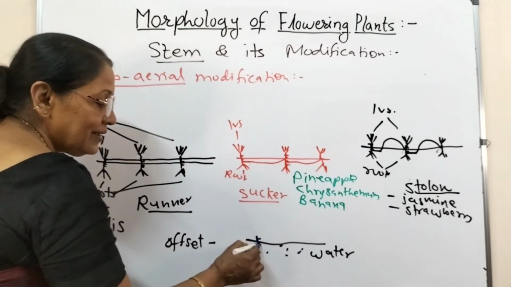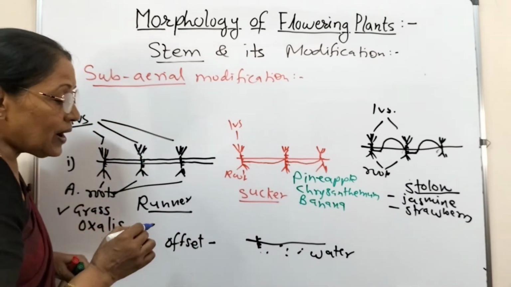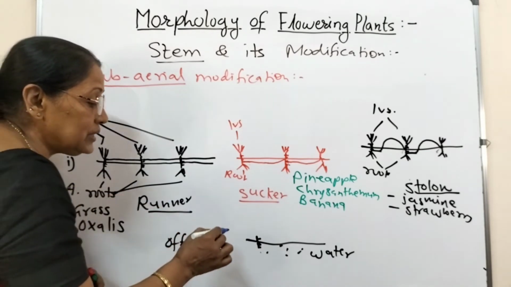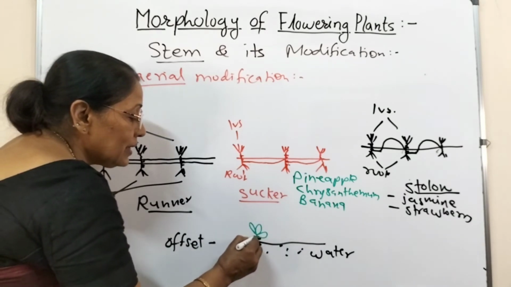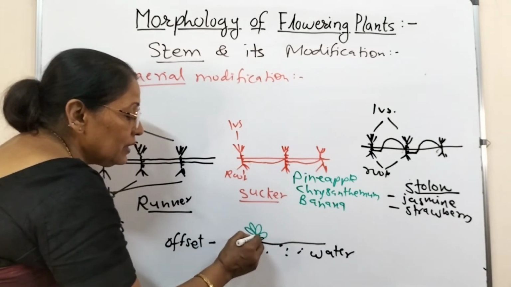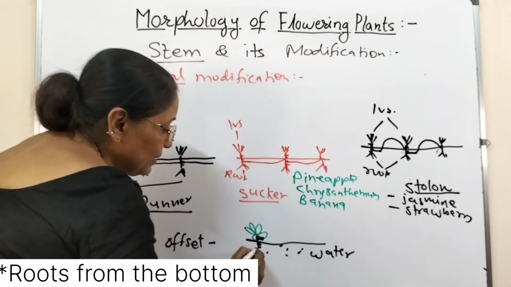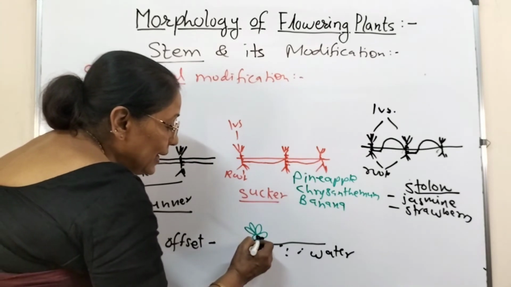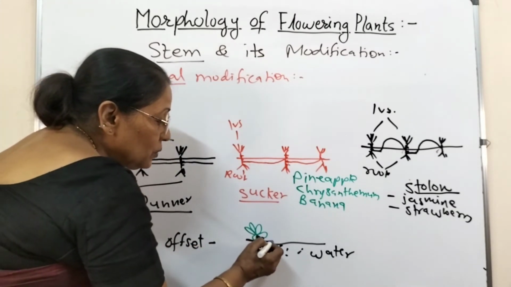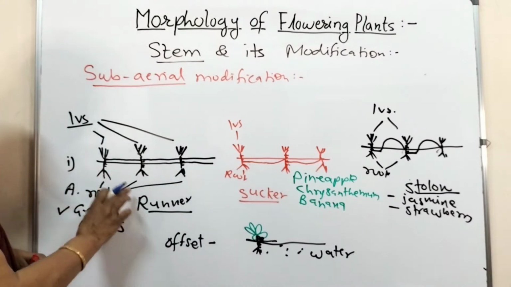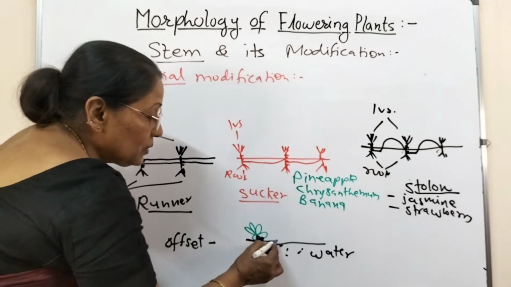The plant is having the nodes and internodes. Here you find the leaves, but the leaves are rosette. Rosette means in whorl, meaning many leaves coming out from a single point. And of course the leaves from the bottom come out like this. Now one lateral branch comes out from the stem and the internode is short. In case of runner, the internode is long, whereas in case of offset, this internode is short.